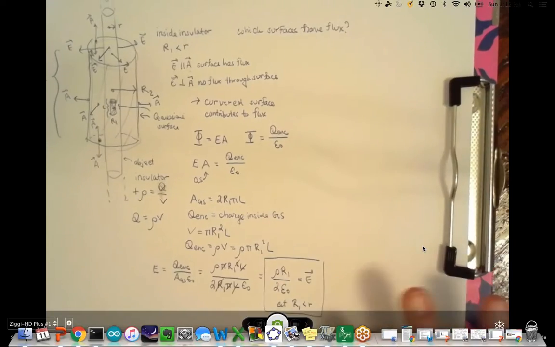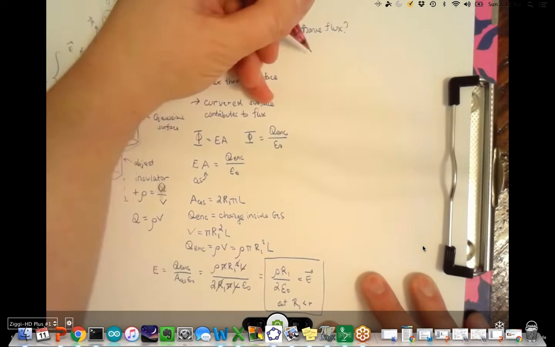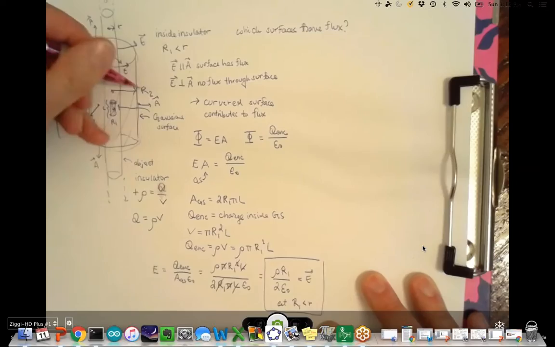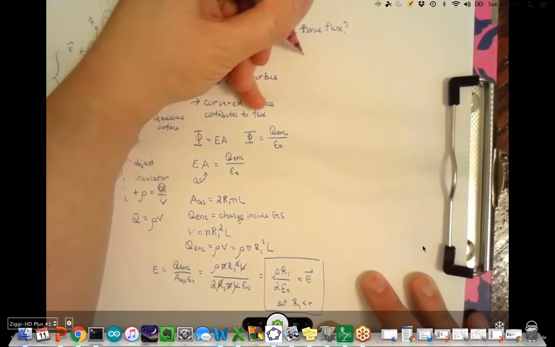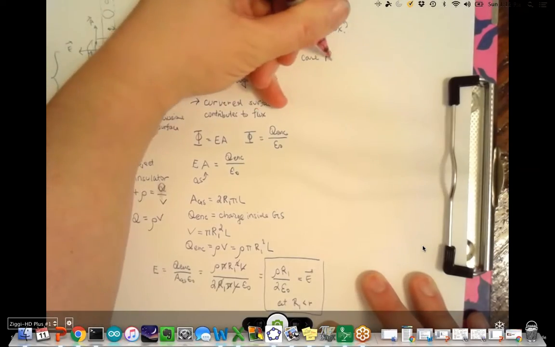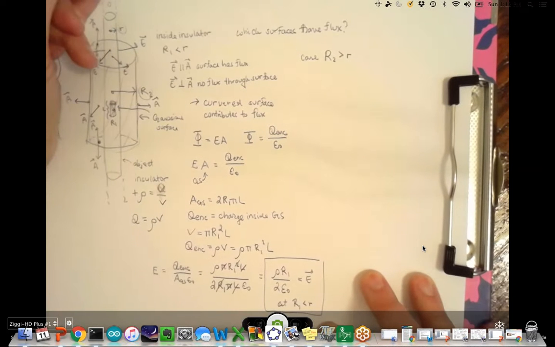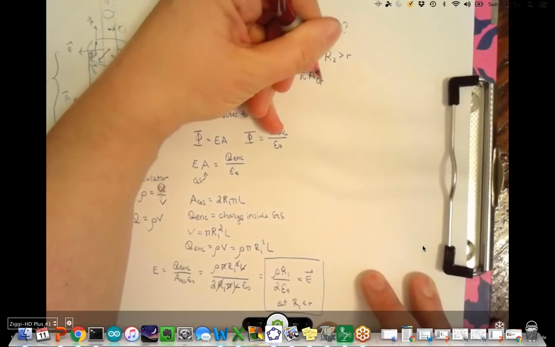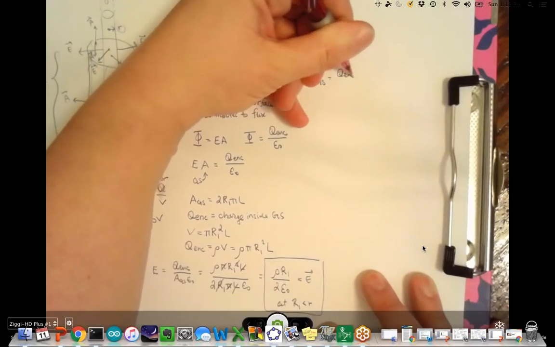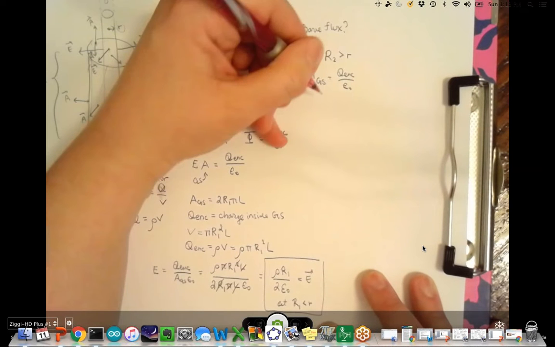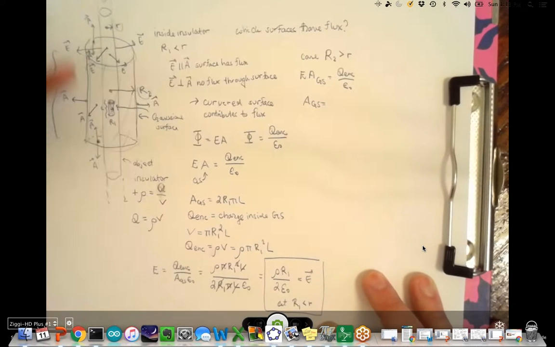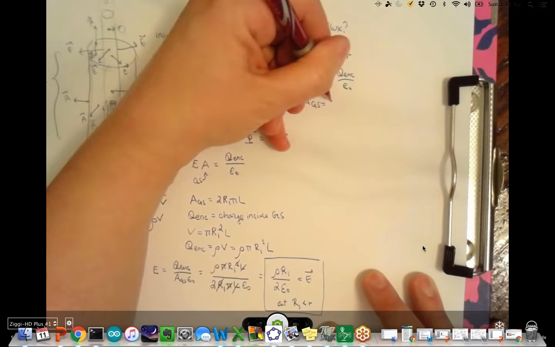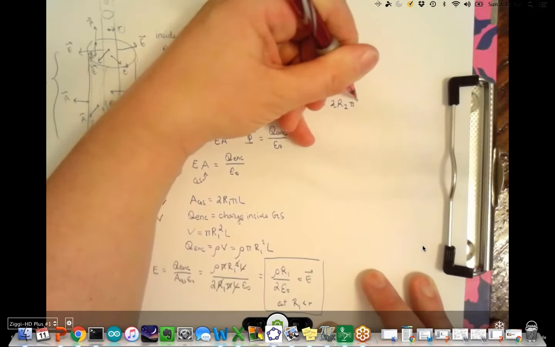Okay, so let's take a look at when we've got, let's see, we called it big R2, where did I write that here, is larger than little r. So case R2, which is larger than little r. All right, so once again, we're going to have E times the area of the Gaussian surface is equal to Q enclosed over epsilon naught. All right, the area of our Gaussian surface this time is the area all the way out to R2, but it's the same shape as R1, so it's just going to be 2 pi R2 times L.